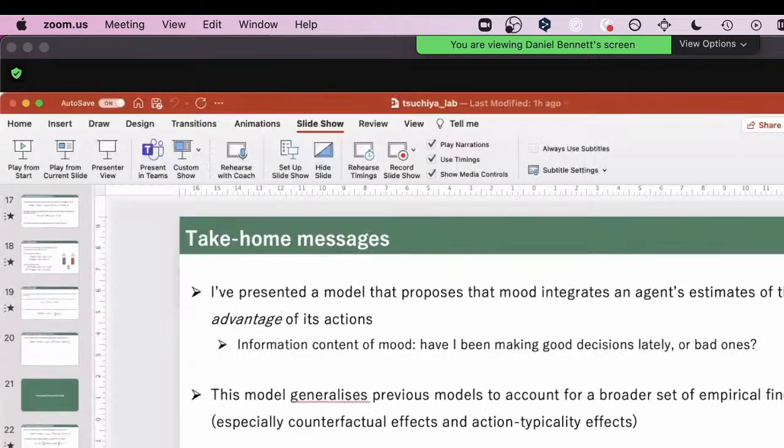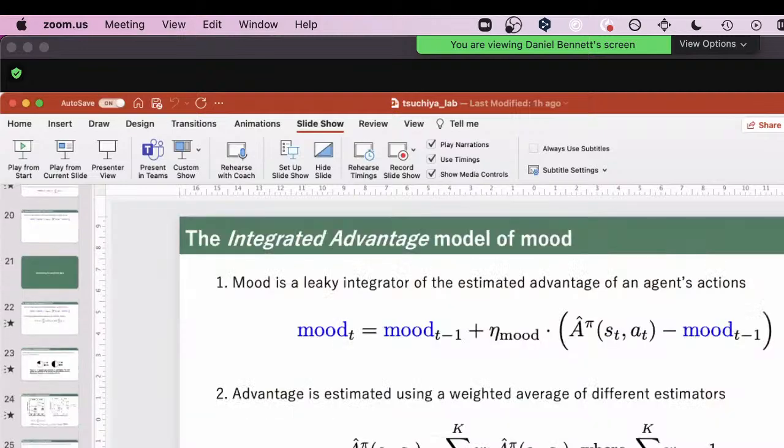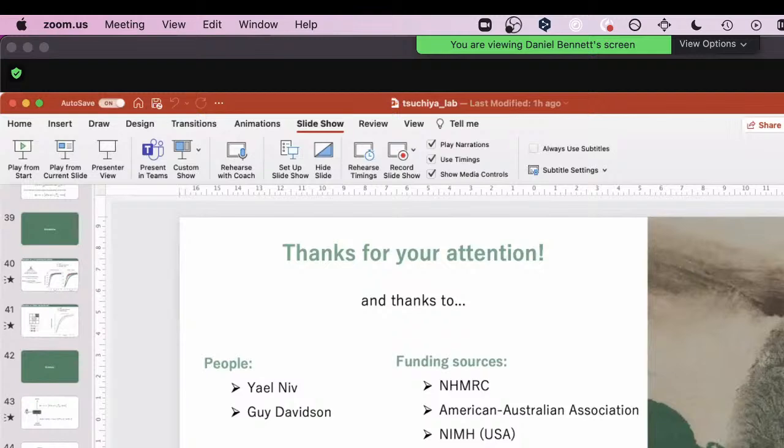Let me jump to... I'll put that up just because that's got the link to the paper.